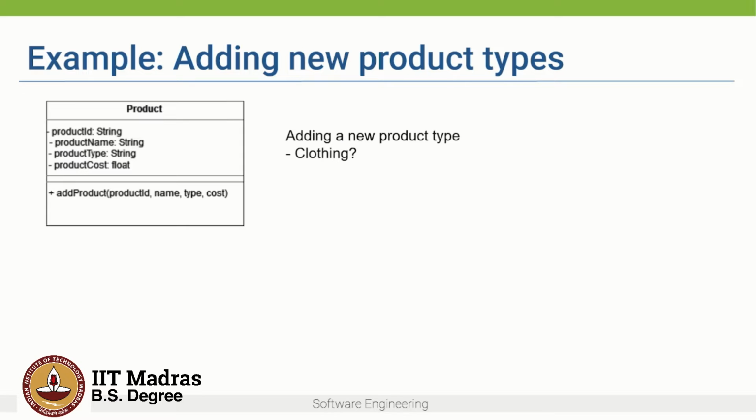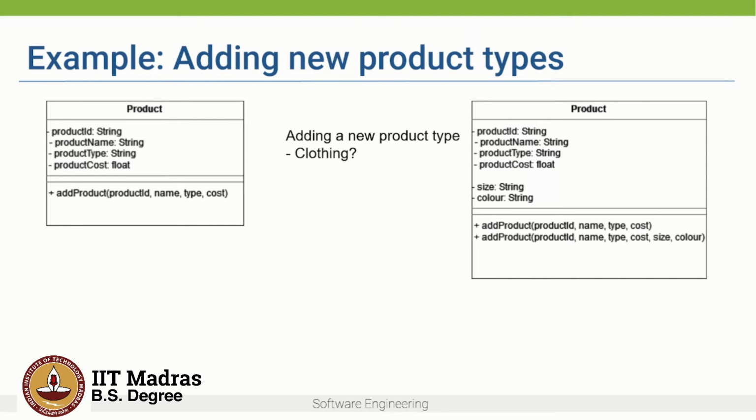So a clothing product like a shirt will have additional parameters like the size, the color, etc., right? Now one way to add a new product type like clothing is to make changes in the existing product class, right? So I can add size and color attributes, and I can add a new member function called add product, which takes the size and color as well.